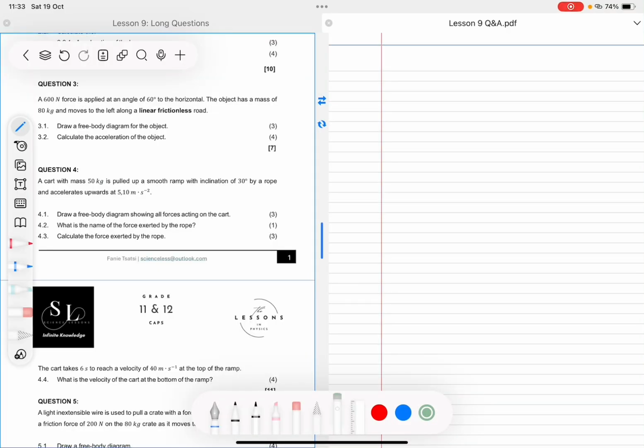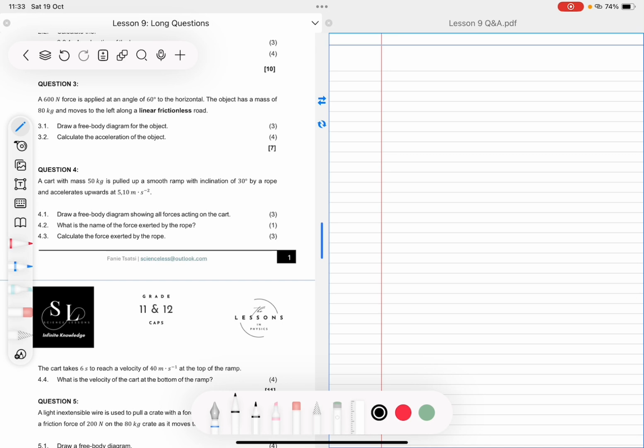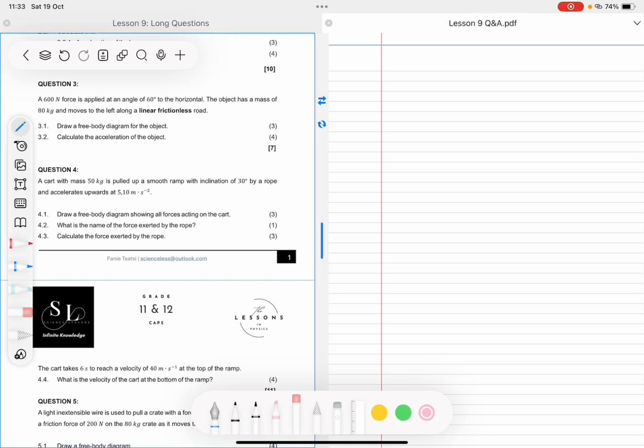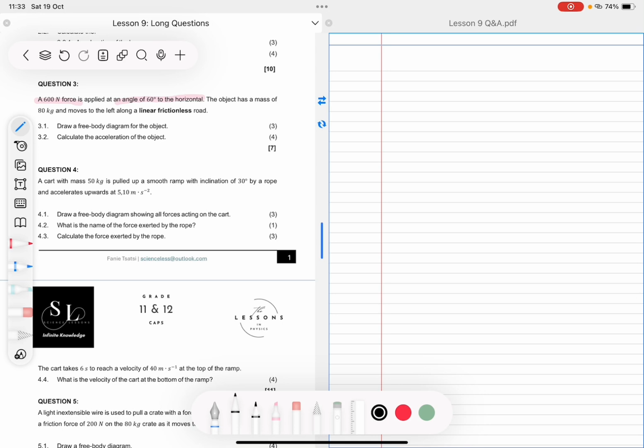Question 3 reads as follows. A 600 Newton force is applied at an angle of 60 degrees to the horizontal. So let's say we have an object here.